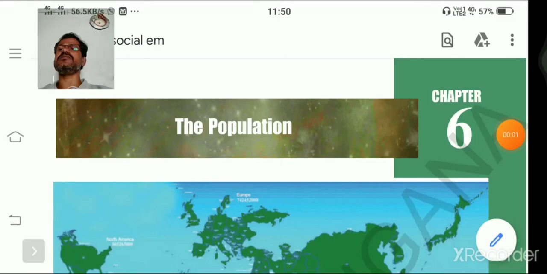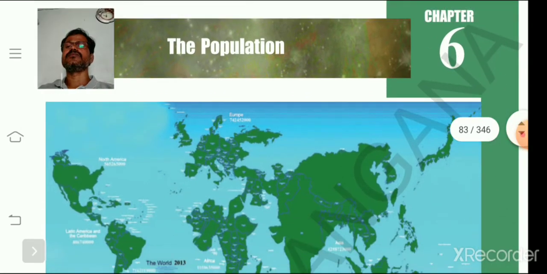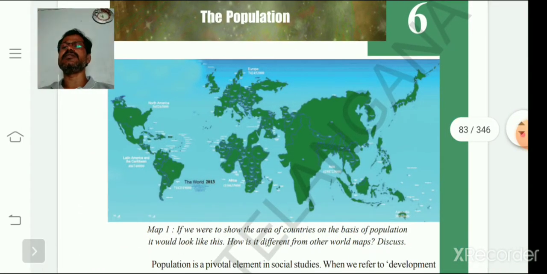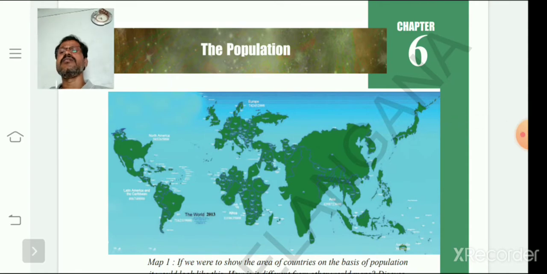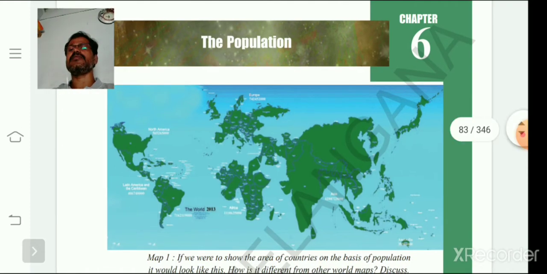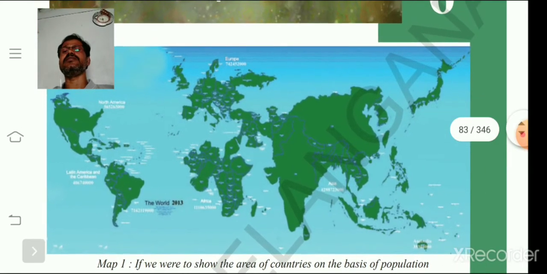The population or the people. Okay, my dear students, look at this world map. If we draw the world map according to the population, then this will be the shape of the world map. What is the difference in this map along with the general world map?